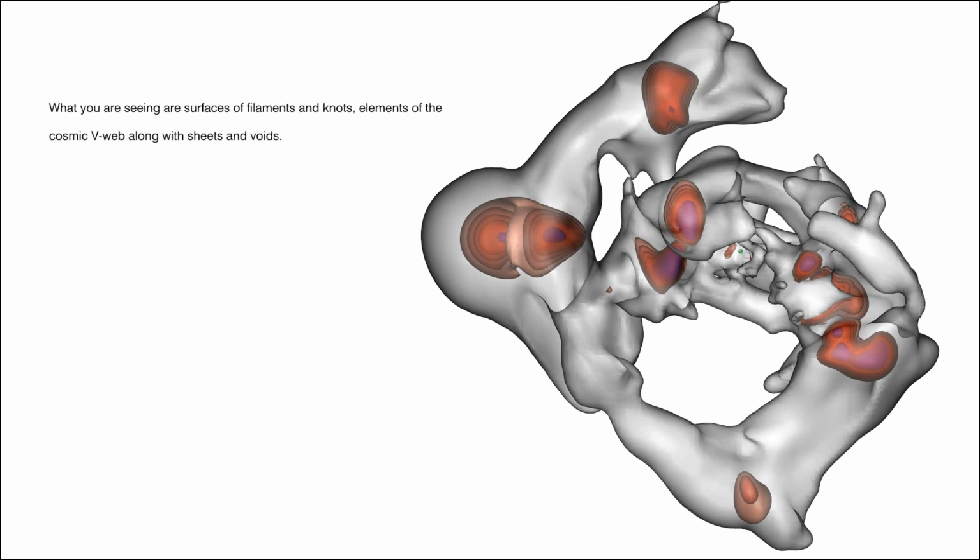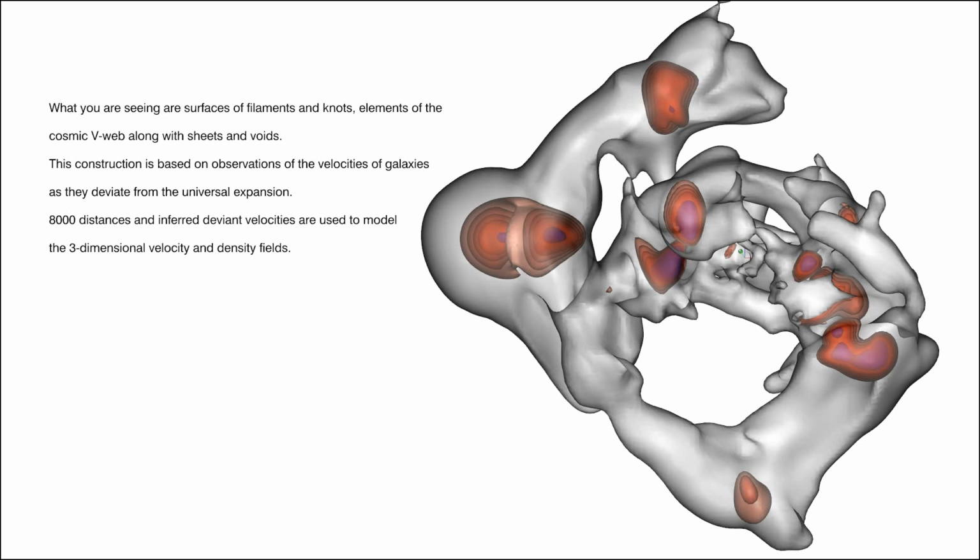What you are seeing are surfaces of filaments and knots, elements of the cosmic V-web along with sheets and voids. This construction is based on observations of the velocities of galaxies as they deviate from the universal expansion. 8,000 distances and inferred deviant velocities are used to model the three-dimensional velocity and density fields. Wiener filtering and constrained realizations satisfy the data and the standard model of cosmology.